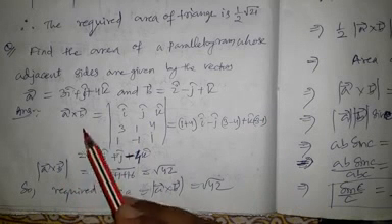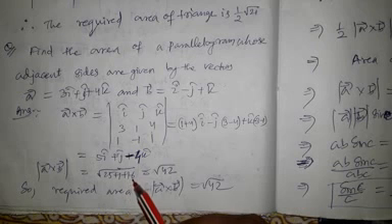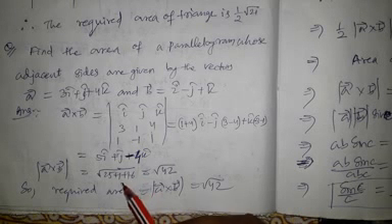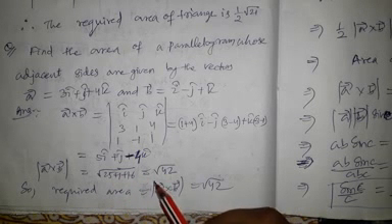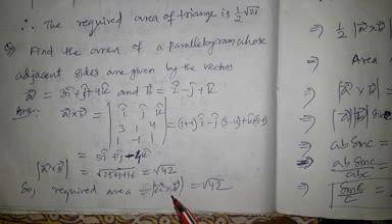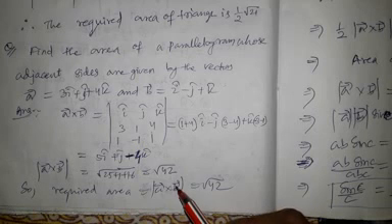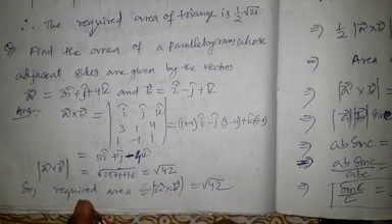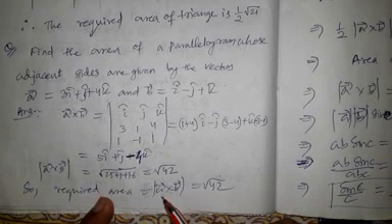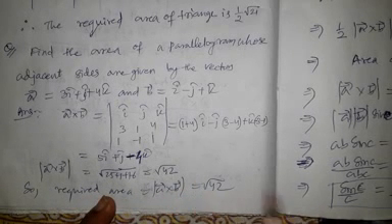Now the magnitude of A cross B is equal to the square root of 25 plus 1 plus 16, which is equal to root 42. So the required area is equal to the magnitude of A cross B, which is equal to root 42.